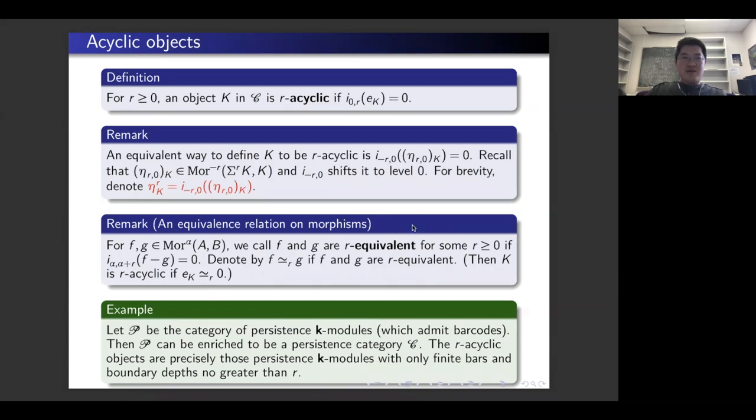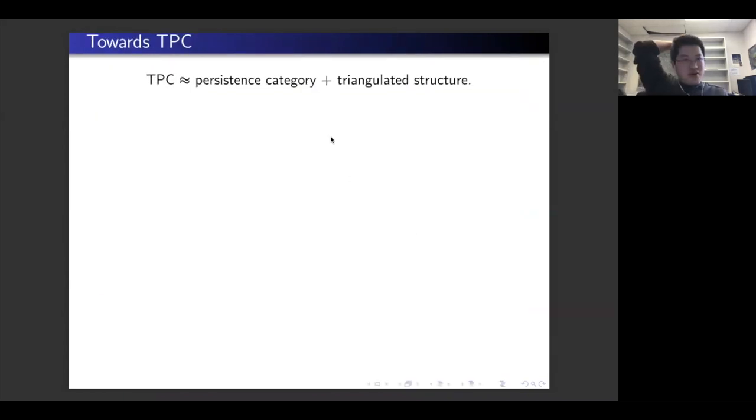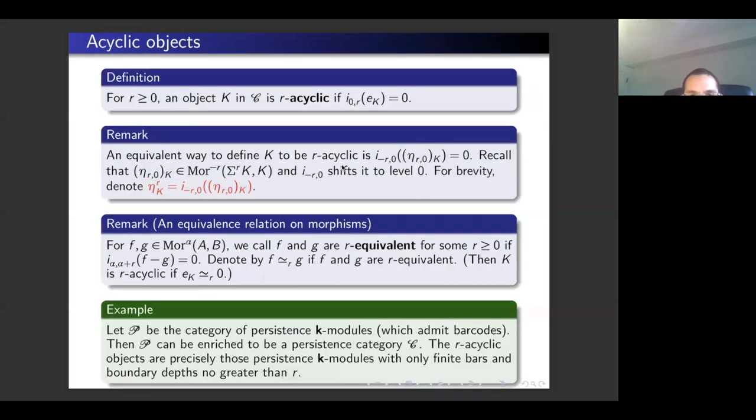So now I move to the TPC, as I promised. Example, so, compact Lagrangians, I guess, right? Exactly, Lagrangians.